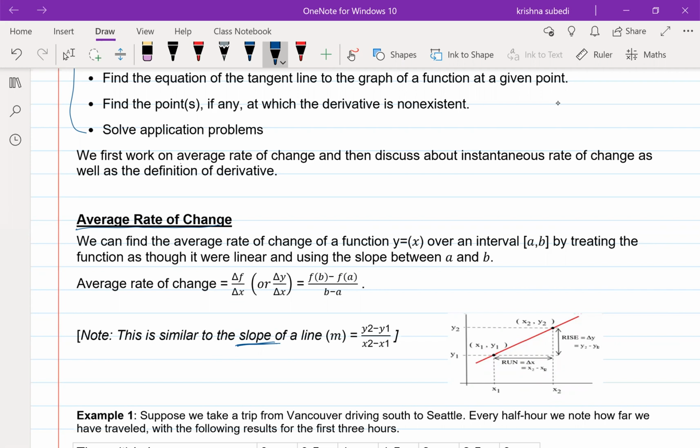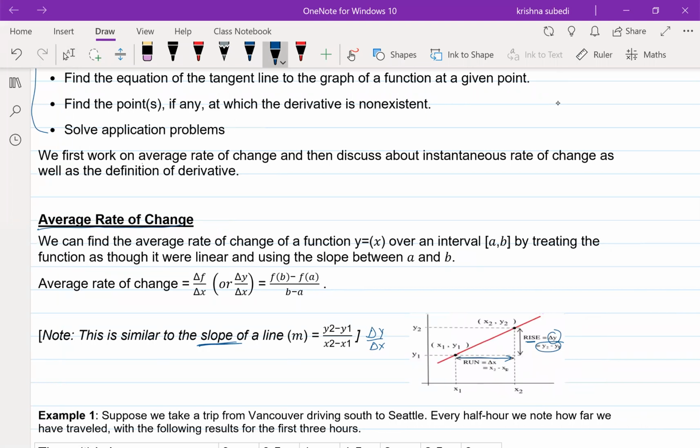What does that mean? y2 minus y1 represents the change in y. So it's rise over run. Run is x2 minus x1, which represents the change in x, which is delta x. So you can also write this as delta y over delta x. The average rate of change is pretty much the same thing as the slope of a line.